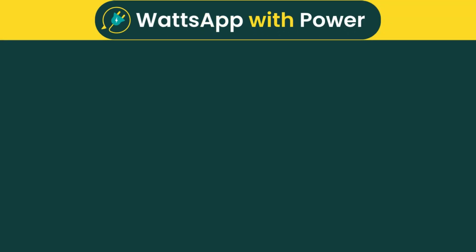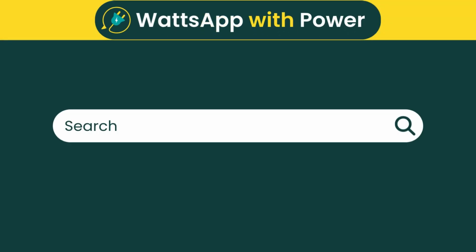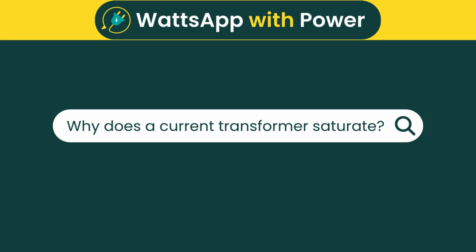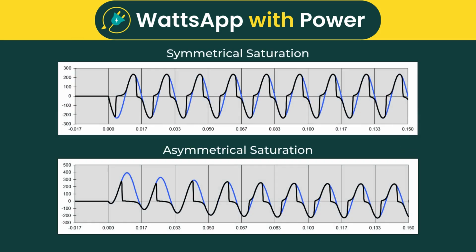In this video, we are going to explore an important concept in power system protection. Why does a current transformer, or CT, saturate? We will understand the physics behind it and explain what's actually happening inside the CT.